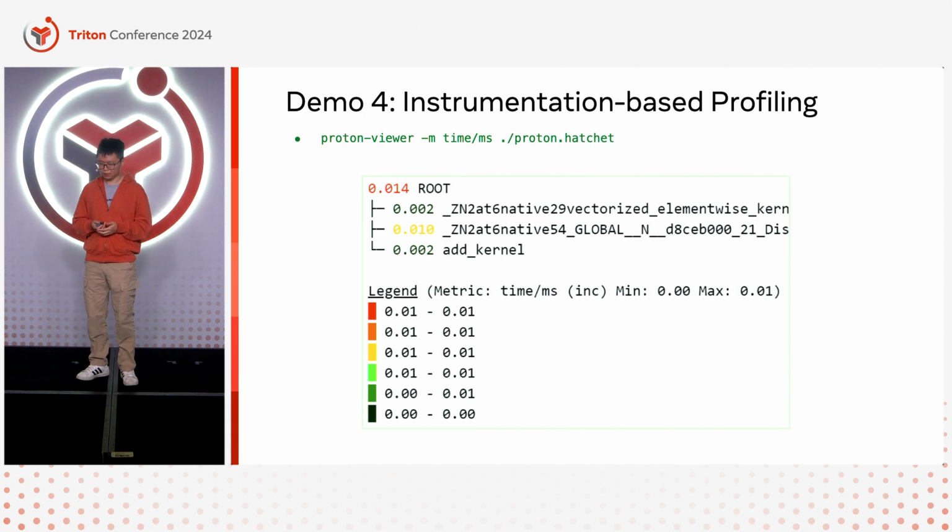So on the terminal, here's what we can see. We can see there are three kernels invoked because we invoke torch.rand twice. They are just going to be the same name, and their metrics will be aggregated together. And the kernel we care most about is the Triton kernel, which is add kernel, and it shows that it spans 0.002 milliseconds.